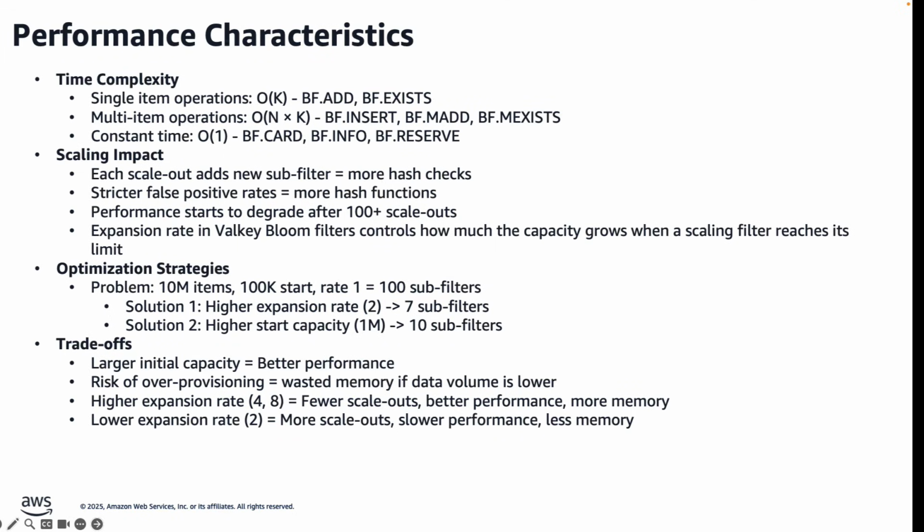However, we can avoid excessive scale-outs with two approaches. One would be to use a high expansion rate of 2 to achieve 12.7 million items with just 7 subfilters. The other would be to use a higher starting capacity of 1 million to achieve 10 million items with just 10 subfilters. So the trade-offs: higher expansion rate means fewer subfilters, so fewer hash checks per operation, but wastes memory if actual data is much smaller than capacity. And a lower expansion rate means more subfilters and more hash checks per operation, so slower bf.exists and bf.add, but it uses memory efficiently.